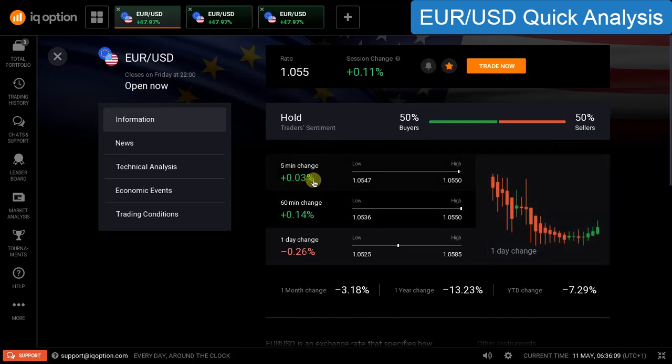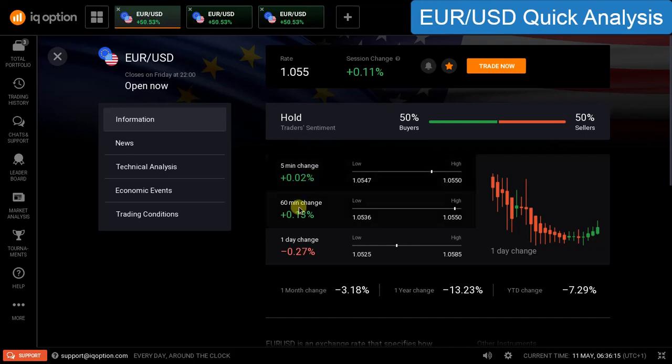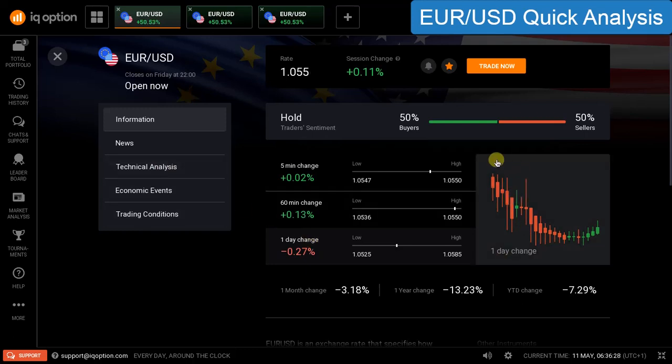The 5-hour change interval is actually in an uptrend or a bullish side. 60-minute, that's 1 hour, also bullish, but in 1-day change we're still in a negative 0.2%. Of course, we haven't recovered from this big loss that we had gone through, though we are kind of bouncing back for Euro USD. Okay, so let's go for the news.